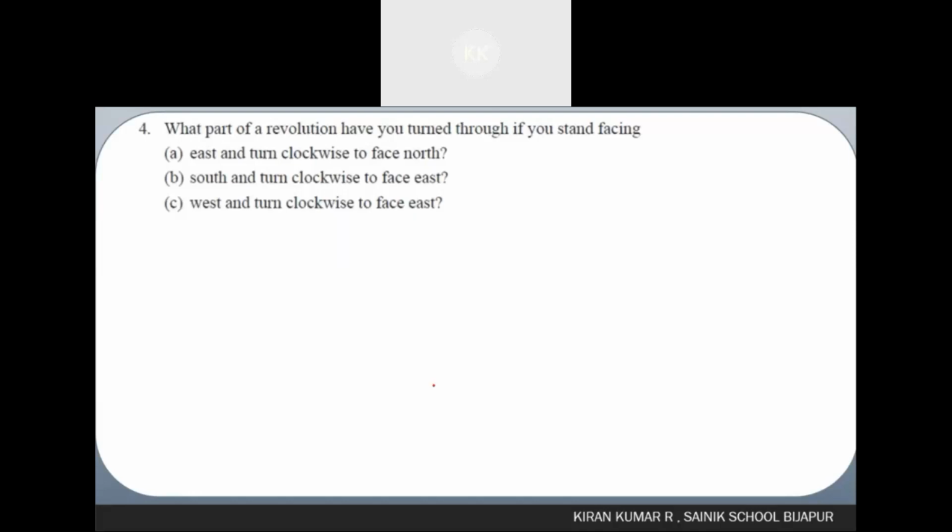What part of revolution have you turned through? If you are standing facing east and turn clockwise, it is north. Okay, yes.